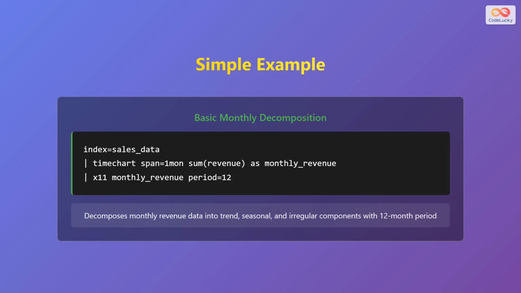for yearly seasonality. This search will generate 3 new fields: monthly revenue trend showing the underlying growth pattern, monthly revenue seasonal revealing recurring monthly patterns like holiday effects, and monthly revenue remainder capturing irregular fluctuations. This decomposition helps identify whether sales increases are due to genuine growth trends or just seasonal effects.